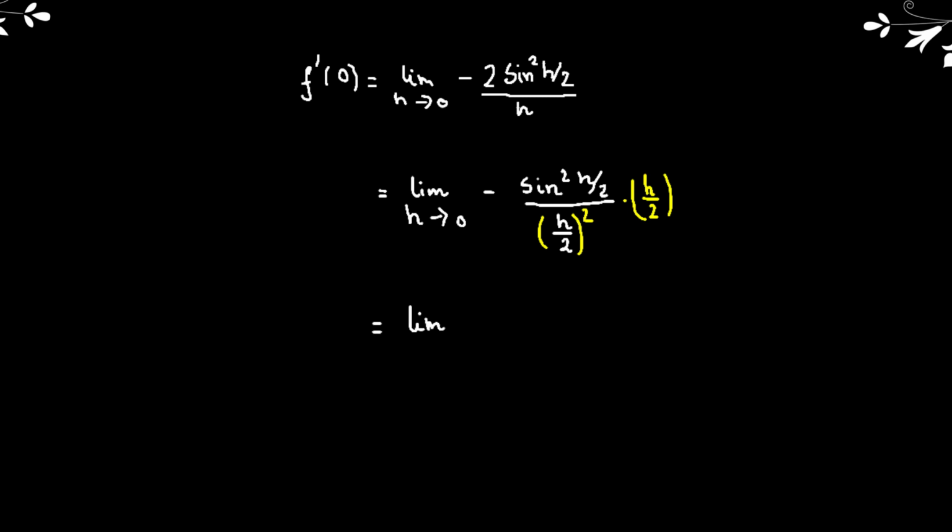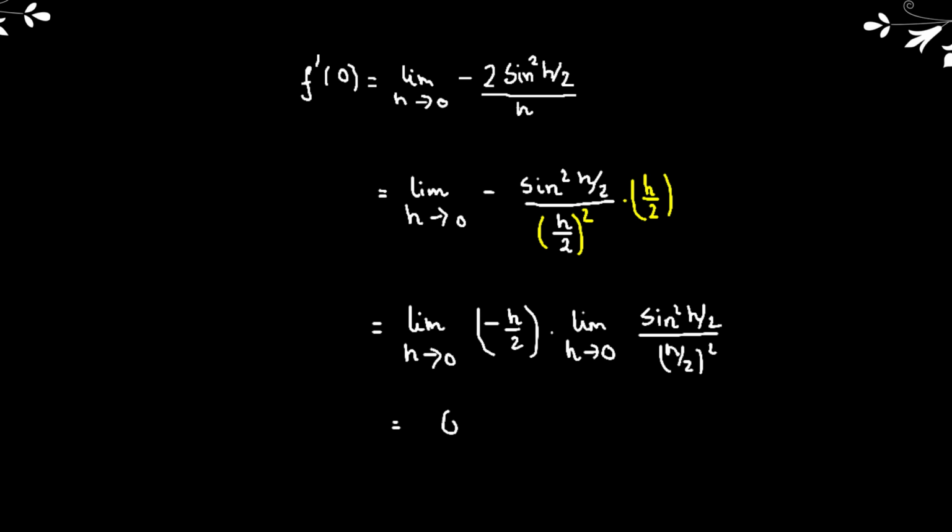Now we are going to write the limit in a more convenient way. We have the limit as h tends to 0 of negative h over 2, multiplied by the limit as h tends to 0 of sine squared h over 2, divided by h over 2 whole squared. The first limit is going to be 0, and the second limit, by the standard formula for limits, sine of h over 2 divided by h over 2, is 1. So we finally get the product of 0 and 1, which is 0. Hence the value of the derivative at x equals 0 is 0.